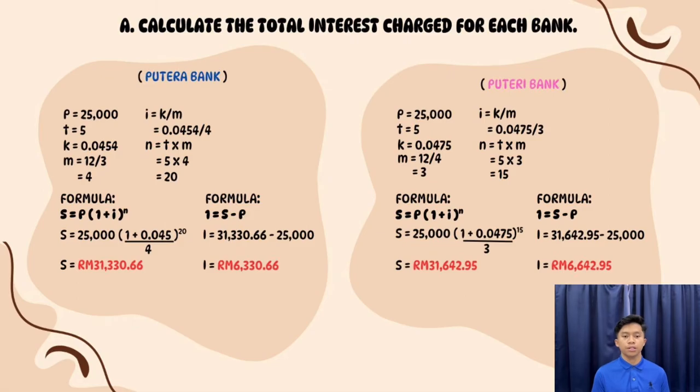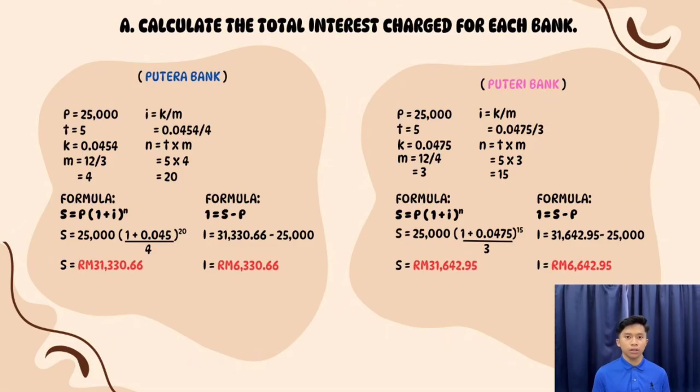And the K is the interest rate charge, but we have to change it to decimals. So the K is 0.0454, and M, if you want to find M, we need to divide 12 by 3. So we got the answer is 4. That's M. And I, the formula is K over M, which is 0.0454 over 4. That's the I. And the last thing we need to find is N. The formula is T times M, which is 5 times 4, and the answer is 20. So after that, we have to find the S.